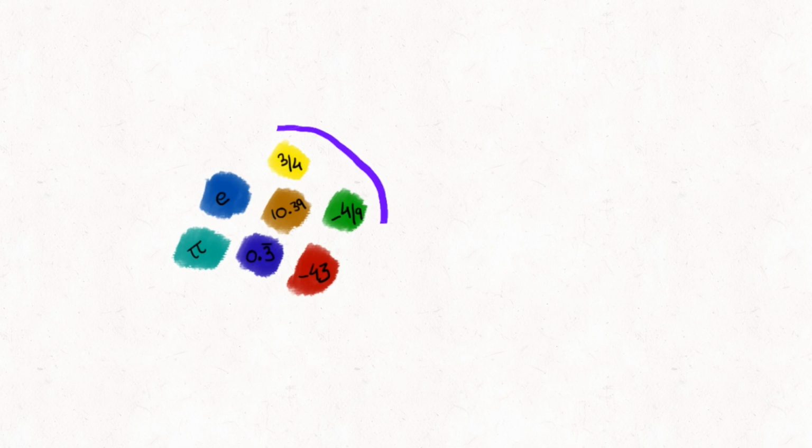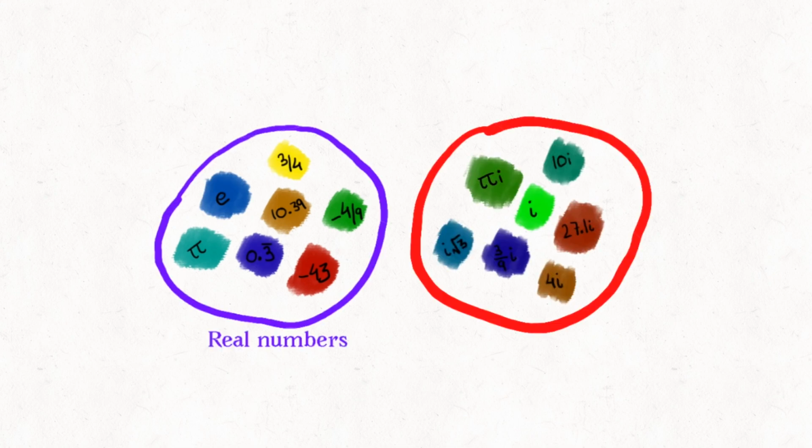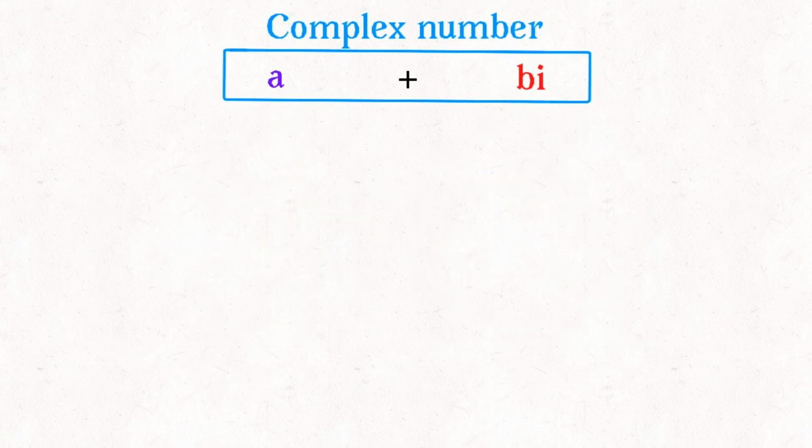It turns out we can expand even further and create yet another class of numbers by simply adding a real number, say a, to an imaginary number, say bi. This composite number, a plus bi, is called a complex number, and a is known as the real part and b is known as the imaginary part.